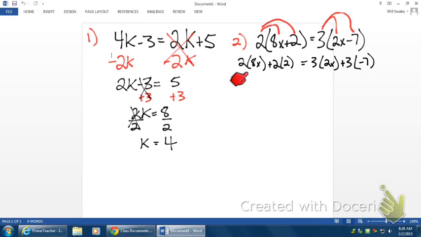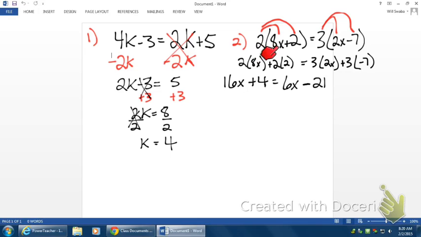All right. Now, 2 times 8x, what does that give me? 16 what? 16x. 2 times 2 is going to give me 4. It's going to give me 6x. That's going to give me a minus 21. All right, we're almost done now. What am I going to do next?